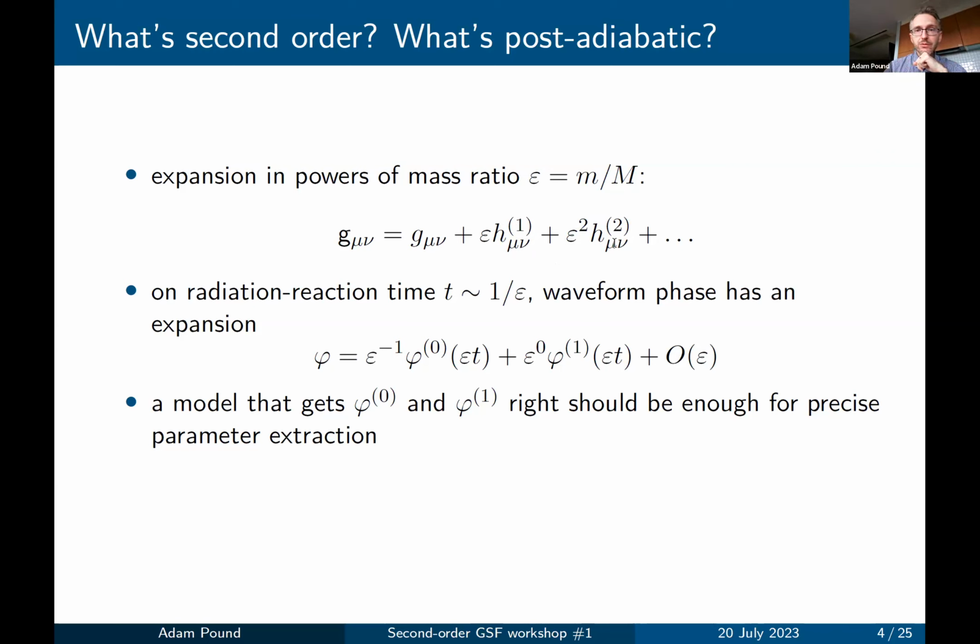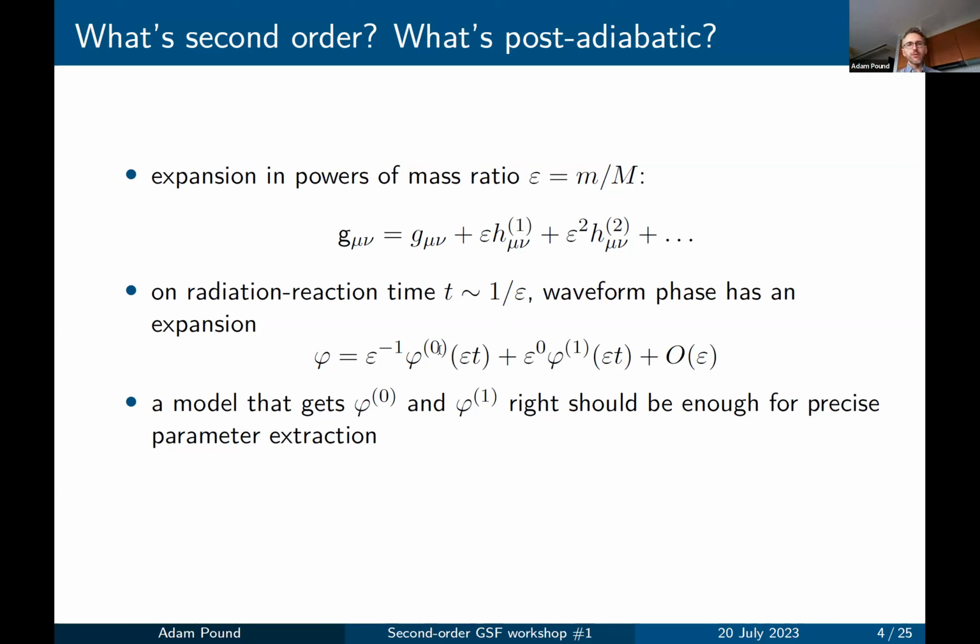Now, how does this relate to adiabatic and post-adiabatic orders? This nomenclature comes from Hinder and Flanagan, who first did a two timescale analysis of small mass ratio binaries. And what they found is that on the radiation reaction time, which means the time over which the binary significantly evolves, and that time is of order 1 over the small parameter, so the evolution is slower and slower for smaller and smaller mass ratios, the waveform phase has an expansion that looks like this.